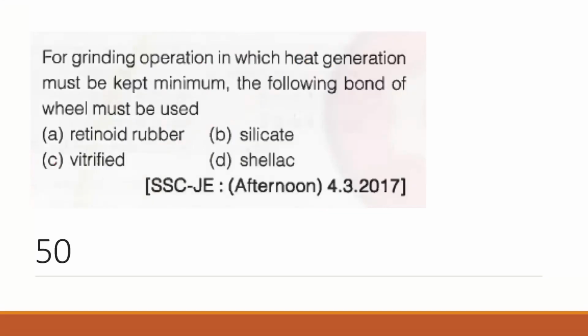For grinding operation, question number 50: for grinding operation in which heat generation must be kept minimum, the following bond of wheel must be used. So for grinding there are various bonding materials for grinding wheel. Vitrified is one type, shellac, silicate, and also resinoid and rubber are types of bonding material. But for heat generation, to keep it minimum, we use silicate bond.